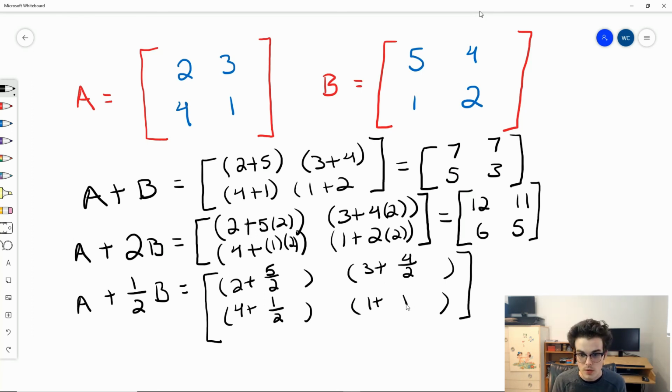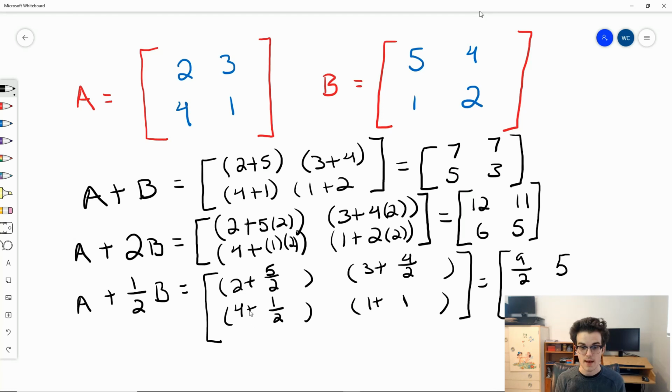So we're going to add these now. So 2 can be rewritten as 4 over 2, because that still divides to give you 2 as a whole number. So 4 over 2 plus 5 over 2 is 9 halves for the first column, first row value. Then we have 3 plus 4 halves. So we can just simplify this. We know 4 halves is 2, so 3 plus 2 is 5.